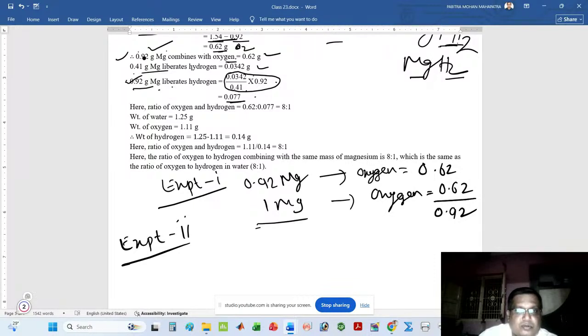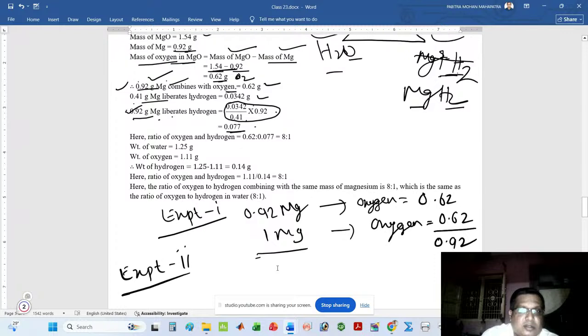If someone wants to take 0.92 gram of magnesium in both, then in experiment II it is highly necessary to maintain 0.92 gram. Suppose a student takes experiment I and compares with 1 gram of magnesium. Then in experiment II it is highly necessary to compare the magnesium with hydrogen by taking 1 gram of magnesium. Suppose a student now compares with 100 gram of magnesium.